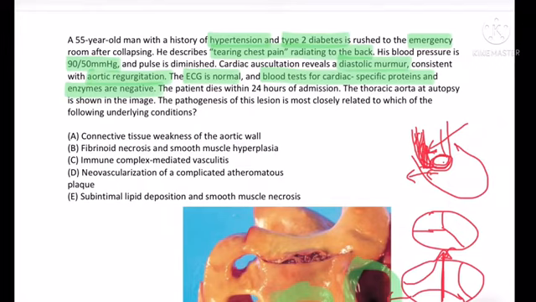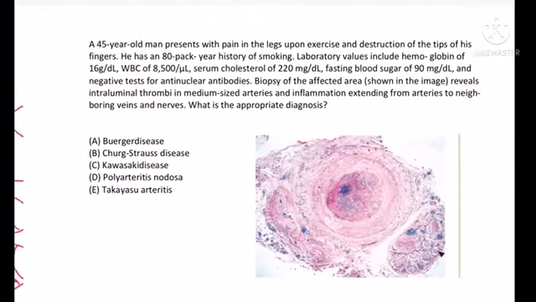Second, fibrinoid necrosis and smooth muscle hyperplasia. It is not the correct answer, because there is no necrosis, and the question is not indicating any sign like that. There is no immune complex mediated vasculitis. It is not neovascularization. And about subintimal lipid deposition, usually in subintimal lipid deposition we see an atherosclerotic plaque, not aortic dissection. So our correct option is connective tissue weakness of the aortic valve. So let's go to the next.